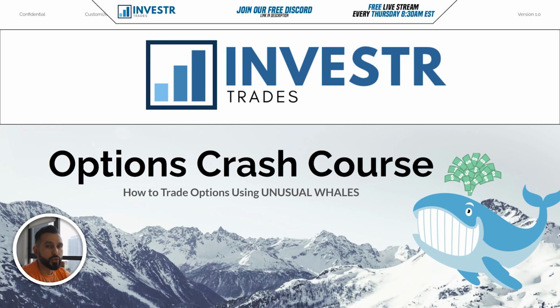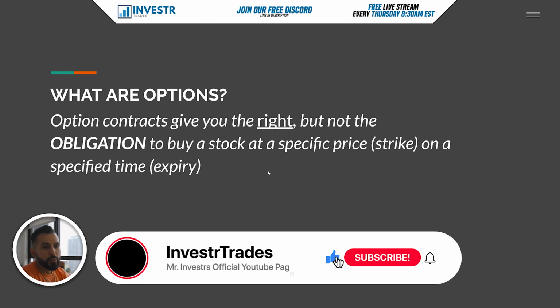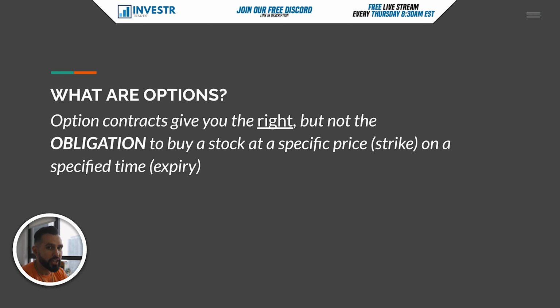Since I'm posting this on Twitter, I'm gonna be a little quick with it and we're gonna get right to it. All right, guys, so the options crash course, let's get to it. So what are options? Option contracts give you the right, but not the obligation to buy a stock at a specific price, which is your strike, on a specific time, which is your expiry. So this definition in itself confuses the hell out of everybody. So we're gonna scratch that, okay?